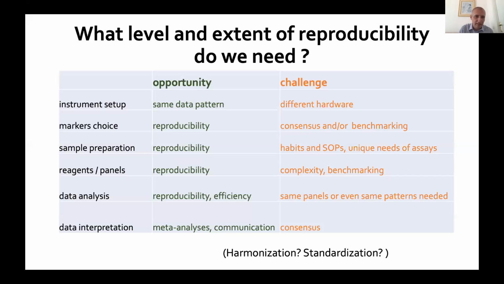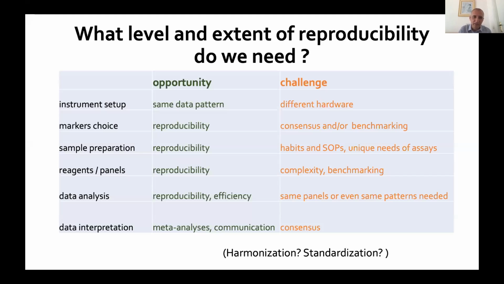In data analysis, there is a huge opportunity for improvement and for gaining reproducibility and also efficiency through different automated, semi-automated, or even manual steps that will be standardized. And if you want to do that, the ideal setup is when the panels or even the whole patterns are the same.